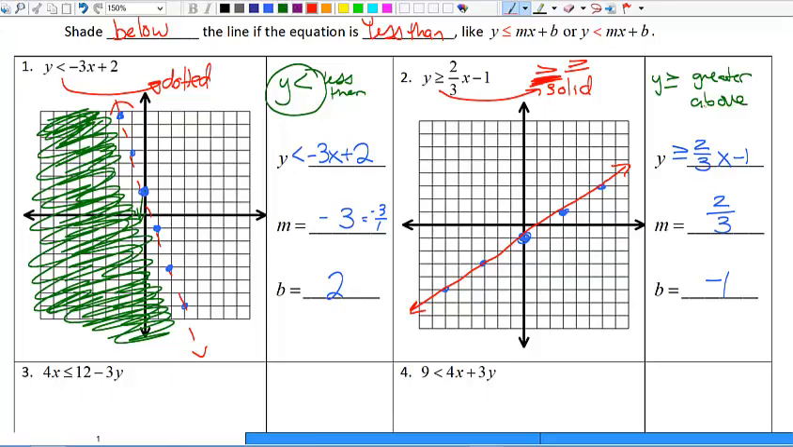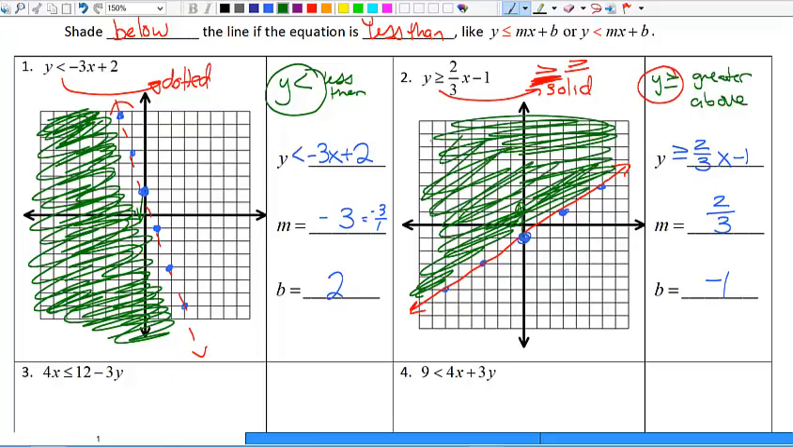And then I've already decided that because y is greater, I'm going to be shading above. So if you take a point and go straight above it, you can clearly see that this side is the above side. Shade it in with the side of your pencil. Yours will probably look nicer than mine.